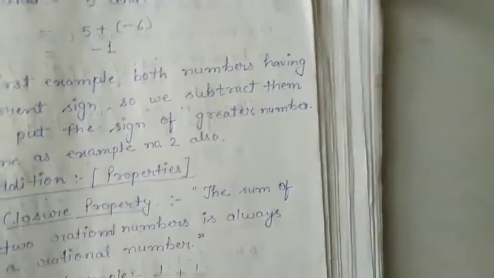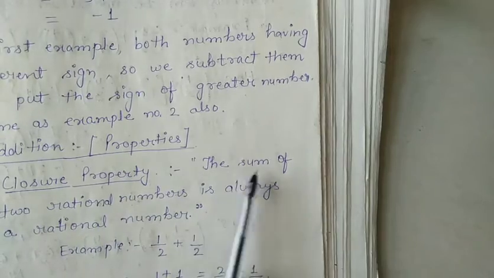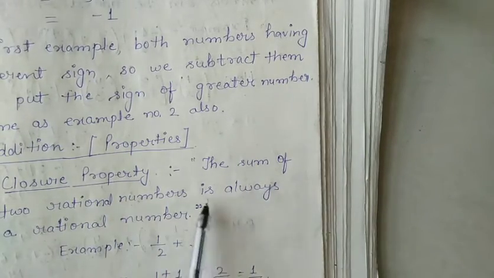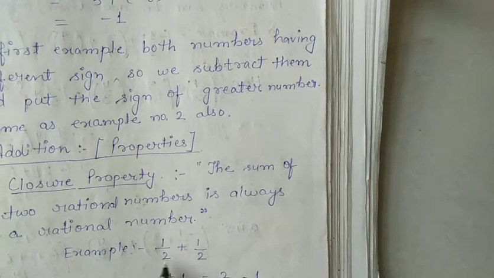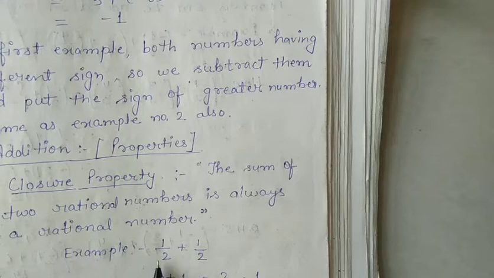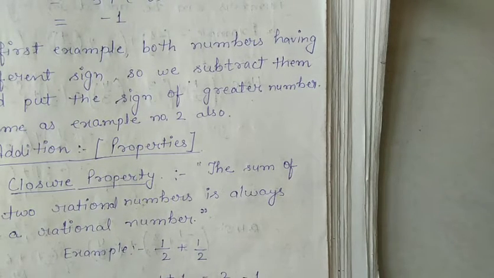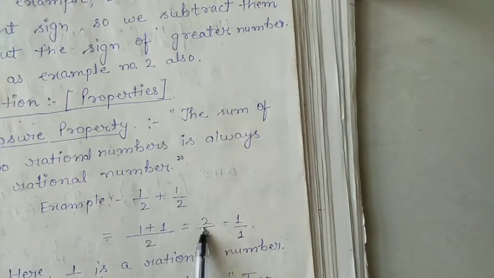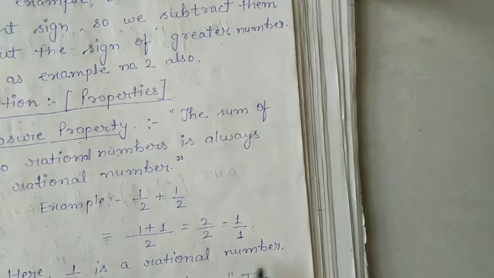Now the addition properties. Closure property: the sum of two rational numbers is always a rational number. For example, 1 by 2 plus 1 by 2 is equal to, first we take the LCM of 2, that is 2, and then 2 is divided by 2, that is 1, and 1 is multiplied by 1, that is 1. So 1 plus 1, that is 2, and when we write this in standard form, we get 1 by 1. Here 1 by 1 is also a rational number.